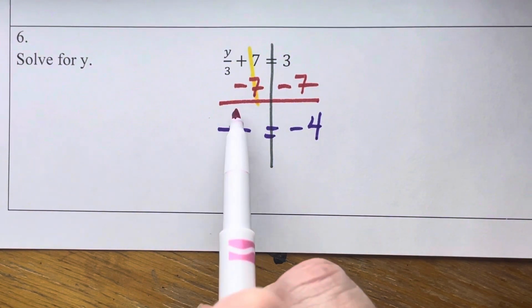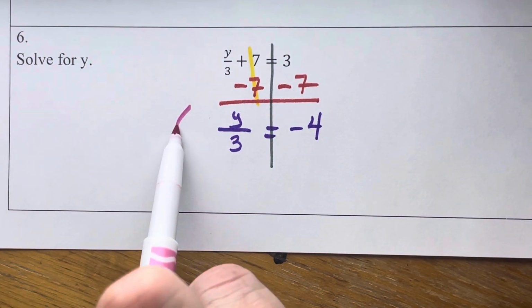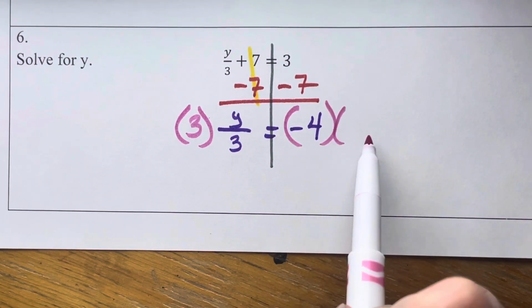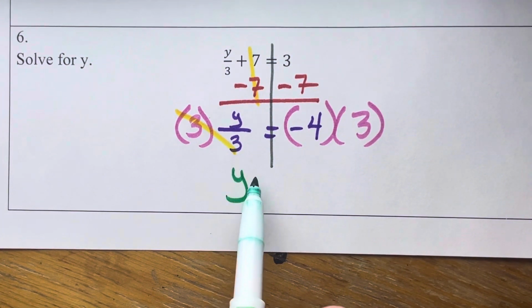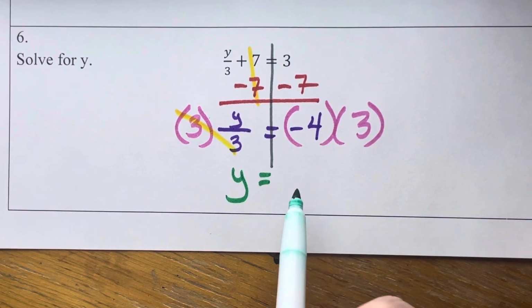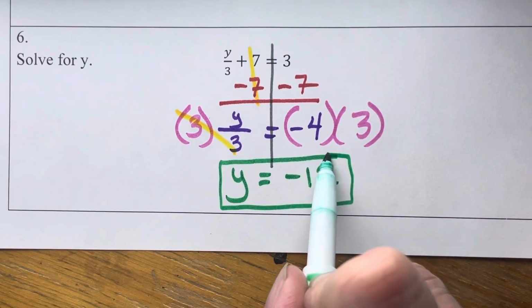Now it is time to get rid of this 3 that's currently dividing. The opposite of dividing is still multiplying, and what you do on one side of the river, you most definitely have to do to the other. The purpose of that was to make those 3's on the left cancel out, leaving you with y equals the product of negative 4 and 3, which happens to be a negative 12. And there you go.